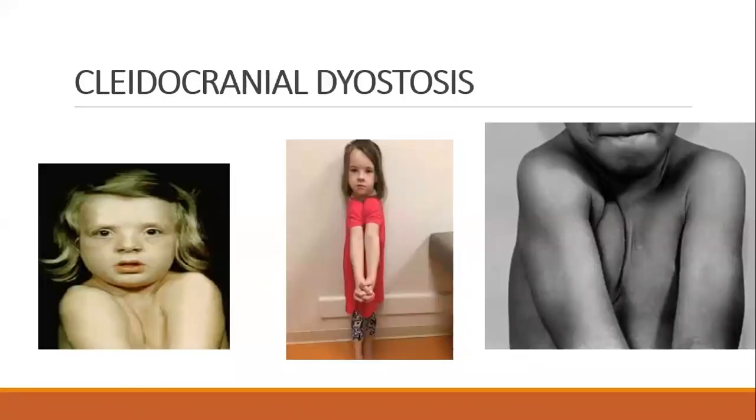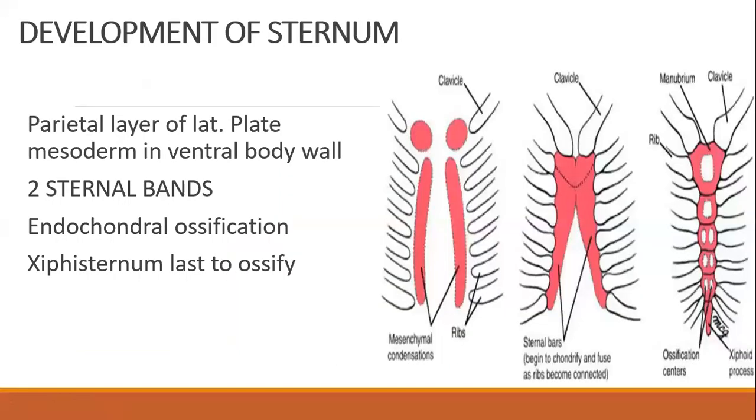Cleidocranial dysostosis. Cleido means clavicle, cranial means skull, and dysostosis means deformed ossification. So the clavicles are absent in this child, and there are defects in the closure of the sutures as well. Delayed closure, there is frontal bossing. Cleidocranial dysostosis may result from vitamin D deficiency, calcium deficiency, and delayed closure of the sutures. So you can see absence of clavicles and frontal bossing in this child. Cleidocranial dysostosis.